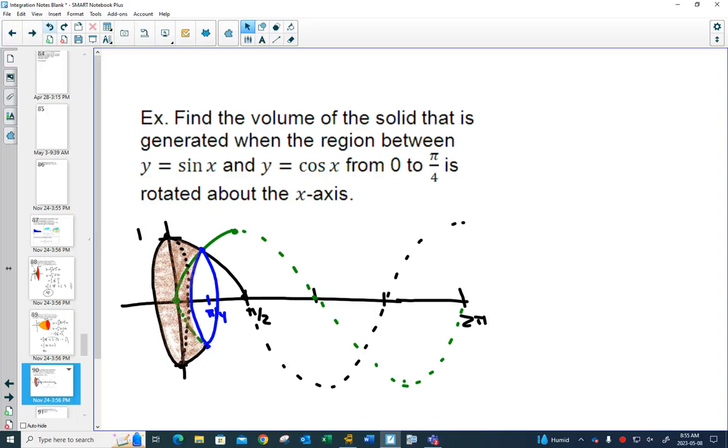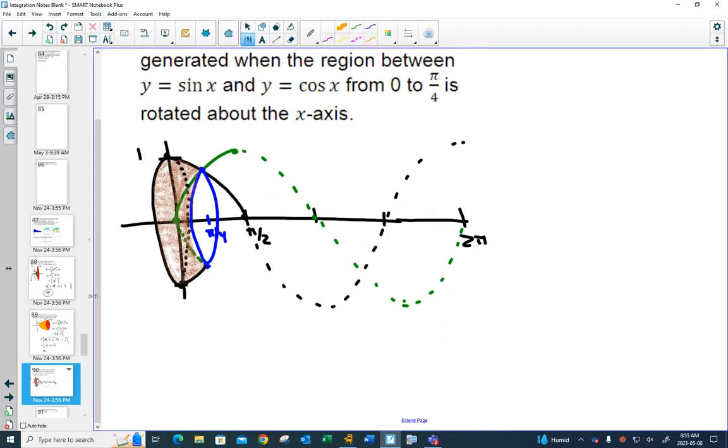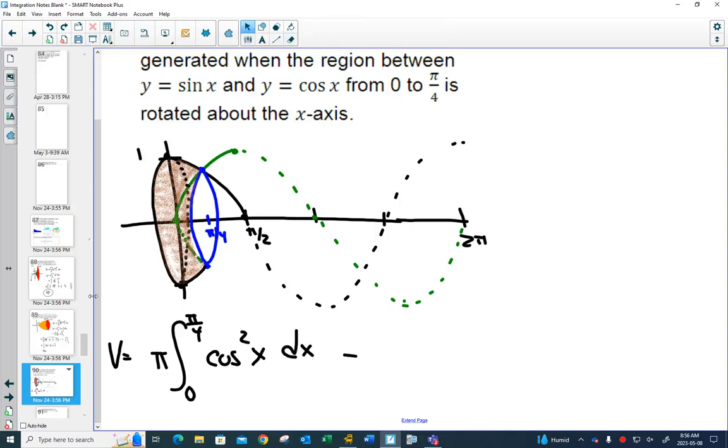So in black, if I wanted to find the volume, if I just did the black part solid, my total volume will be the volume of the black part, which goes from 0 to pi over 4, and that would be pi times the integral of cos squared x dx, because that cos would be our radius. Then we need to subtract the volume of the green part. I'll do the sine part in green. It's also from 0 to pi over 4, and that would be sine squared x dx.